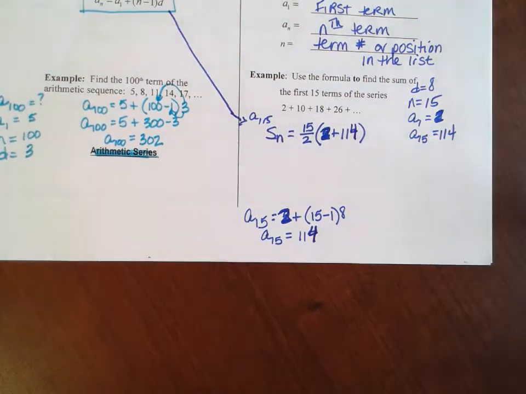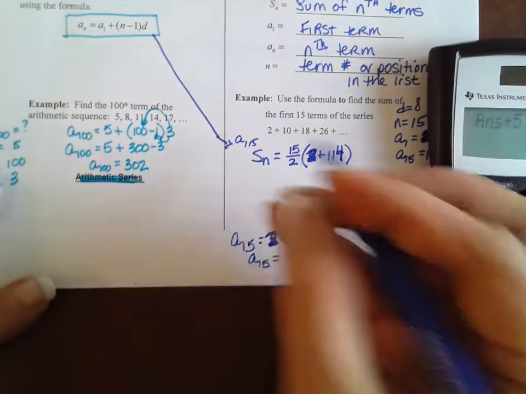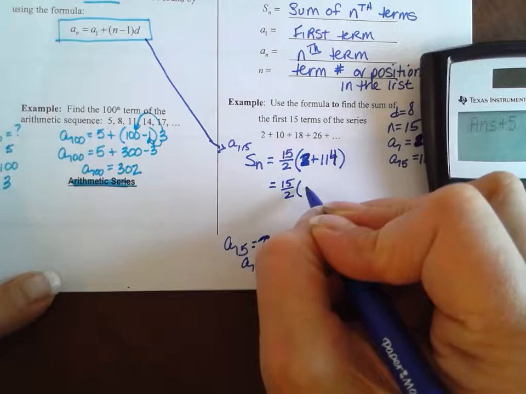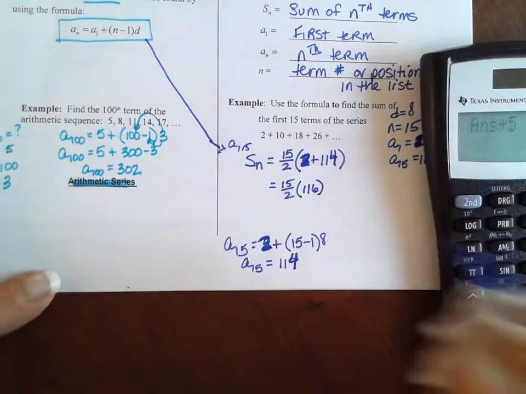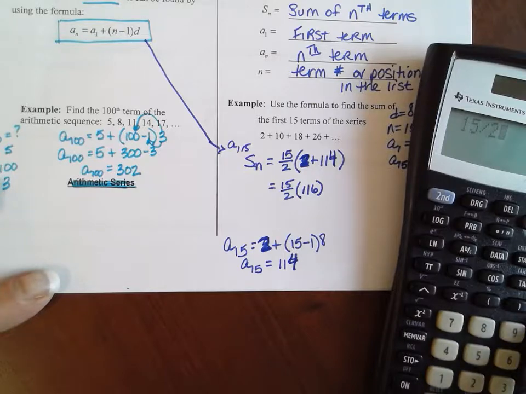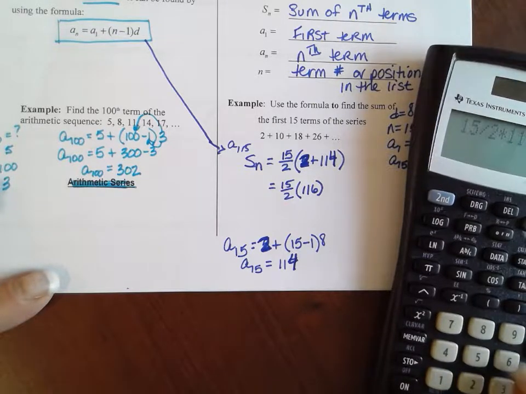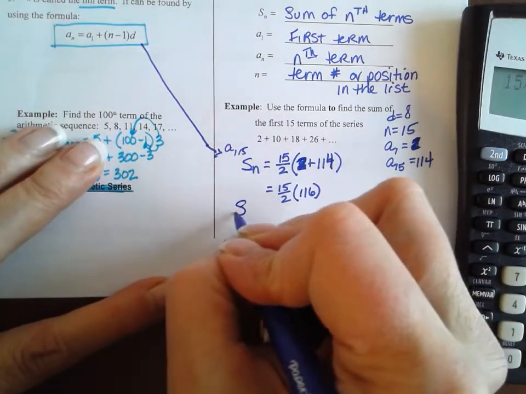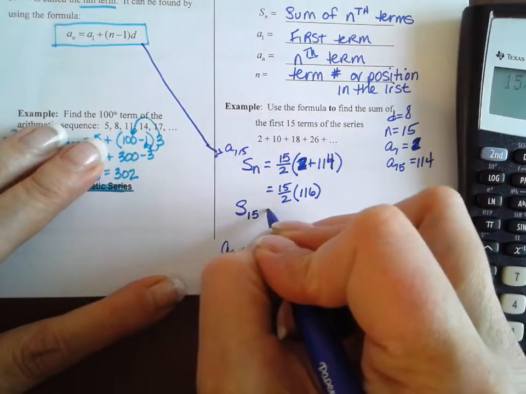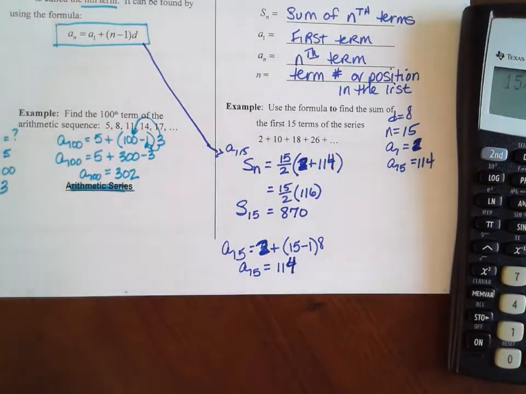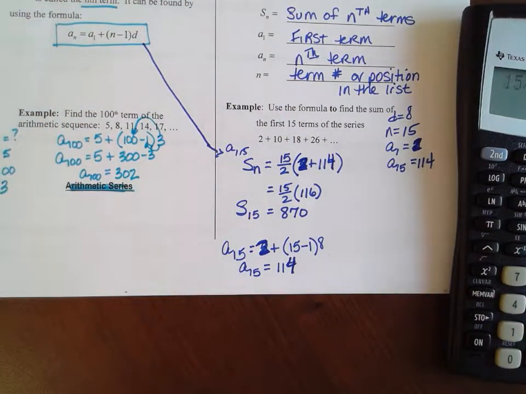So now I can correct all myself. Now I can plug and chug. So 15 halves, or 15 over 2, times 116 gives me that my 15th term was going to be 870. Okay?